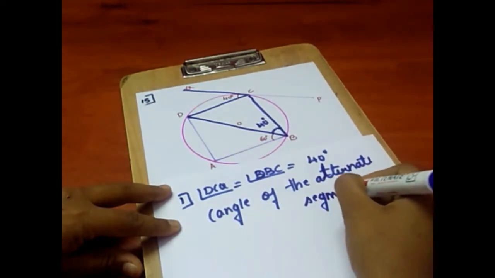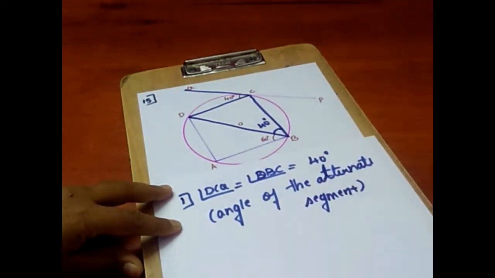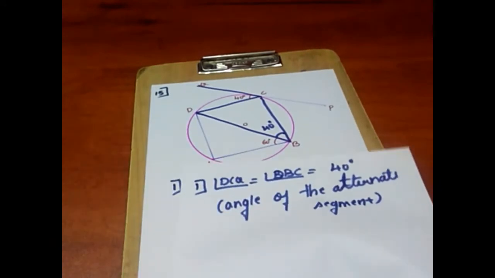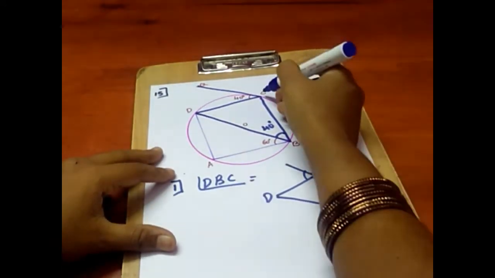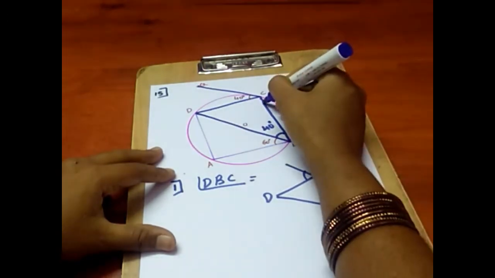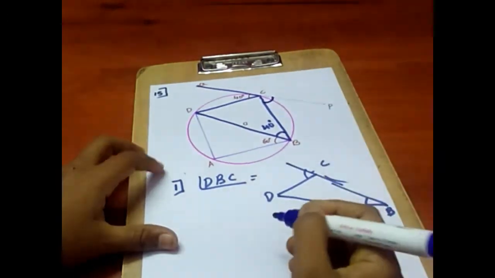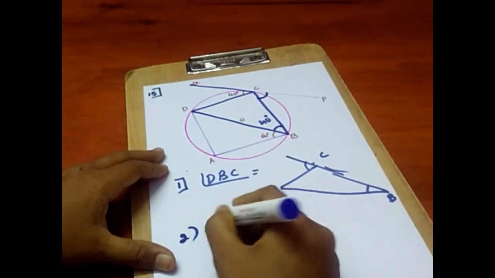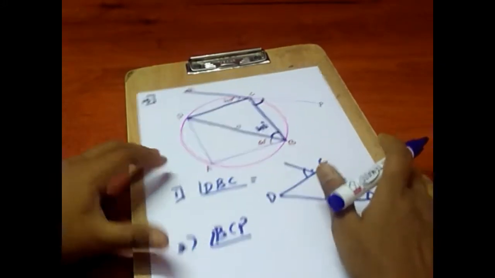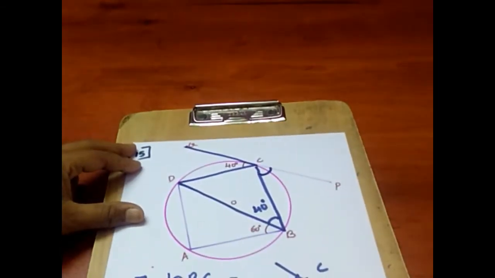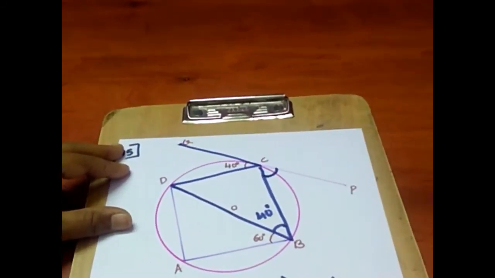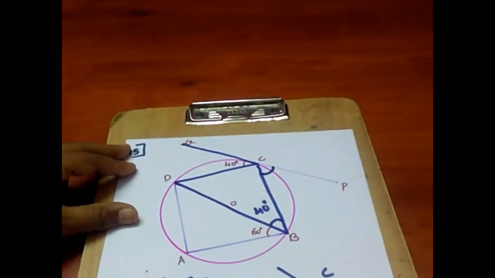Next, point number 2. What is the second angle that needs to be calculated? That is angle BCP. This angle has to be calculated. Just children, observe the diagram very carefully. By this time you must be able to identify the measure of angles by observing the given diagram.